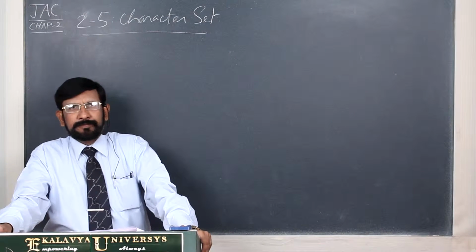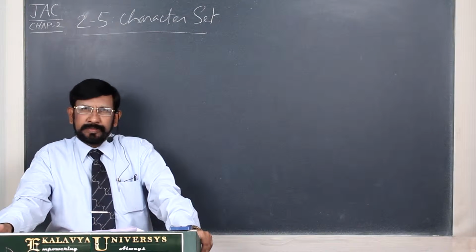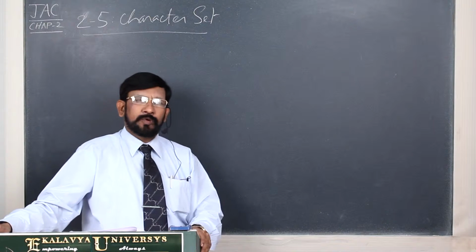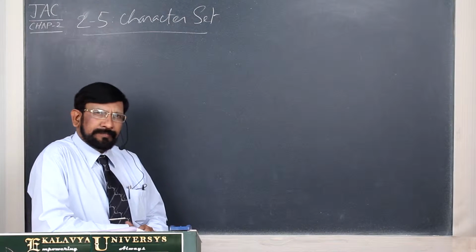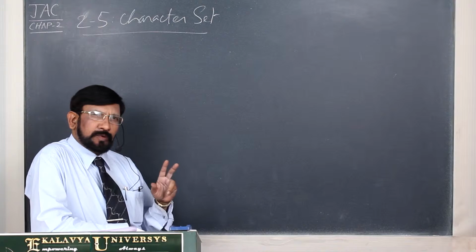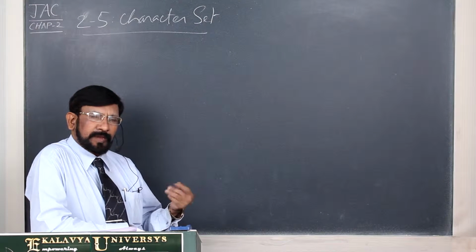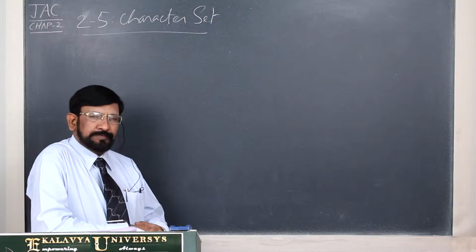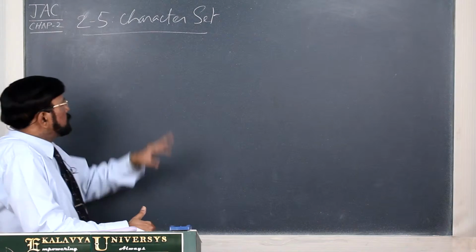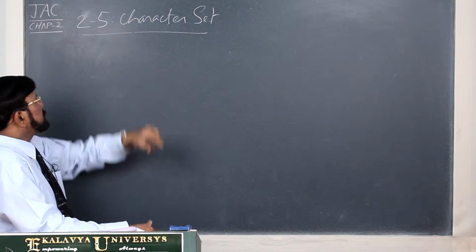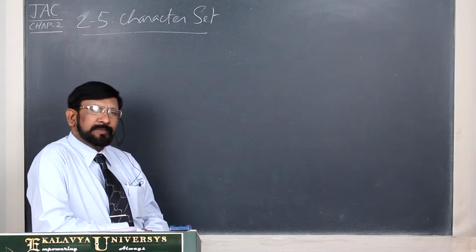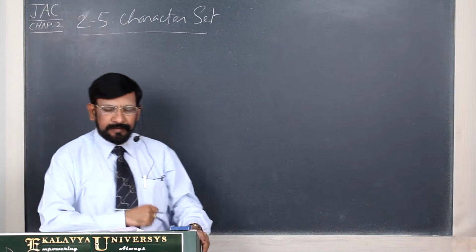As a part of the basic elements of a Java program, already I explained about two elements. First one is comment, second one white spaces. The third one is character set. This is concept number 2.5, second chapter, fifth concept.